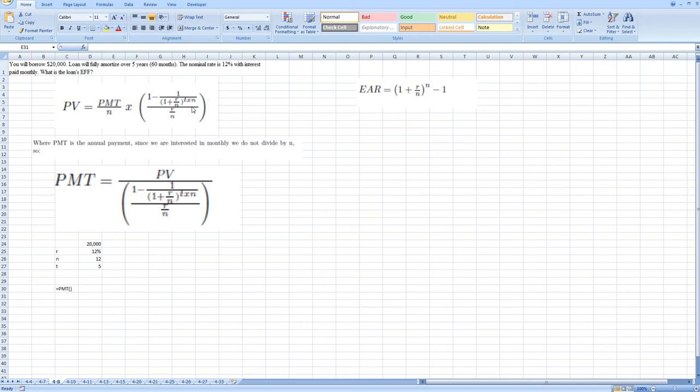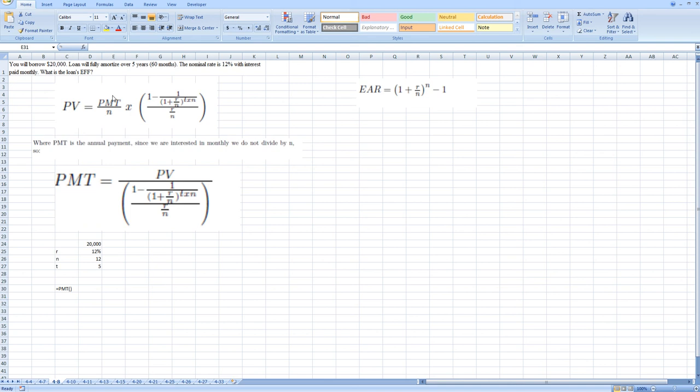We know what the nominal rate is, it's 12%. We know that the sub-periods are monthly, and we know that time is 5 years. So our annuity formula looks something like this, except where you have the payment or the coupon payment divided by n, because the coupon payment is viewed as being annual, and so we're getting the sub-periods. So where PMT is the annual payment, since we are interested in the monthly payment, we do not divide by n. That is, this would be the annual. If we were solving for the annual, we would need to multiply by n, but since we're solving for the monthly, we can drop dividing the payment by n here.